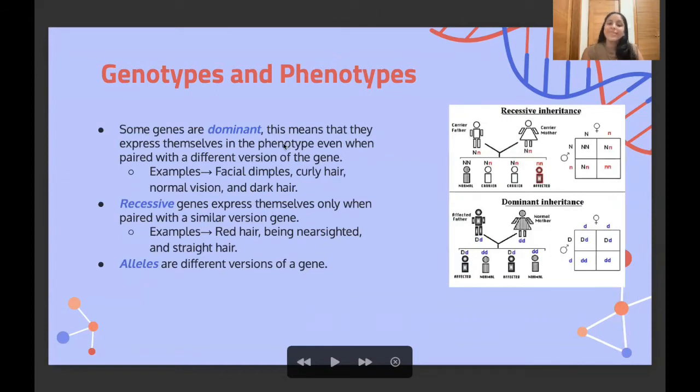Some genes are dominant. This means that they express themselves in the phenotype even when paired with different versions of the gene. For example, facial dimples, curly hair, normal vision, and dark hair. Recessive genes express themselves only when paired with a similar version of the gene. For example, red hair, being nearsighted, and straight hair. Alleles are different versions of a gene.